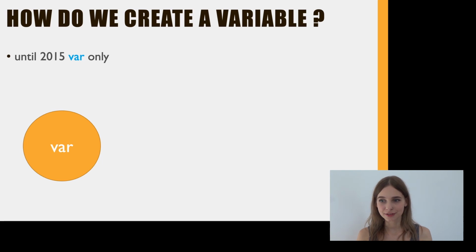Until 2015, there was a keyword var only. We didn't have a let or a const, and only after 2015 it all got a little bit more complicated. But it's all for the best, because variables created with the keyword var had their limitations, and so we were in need of a let and a const, and you will find out about it soon.